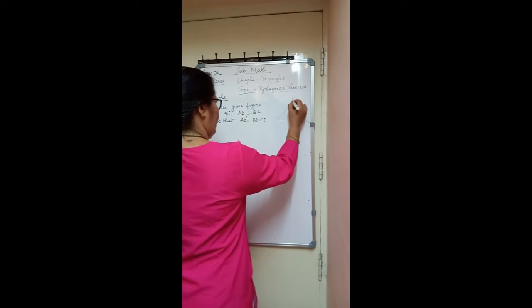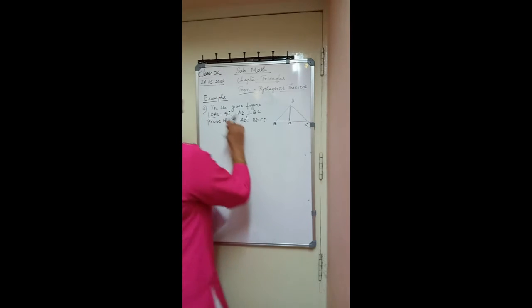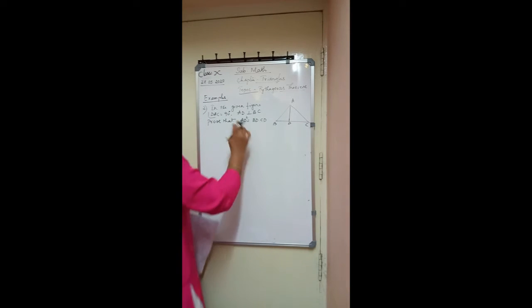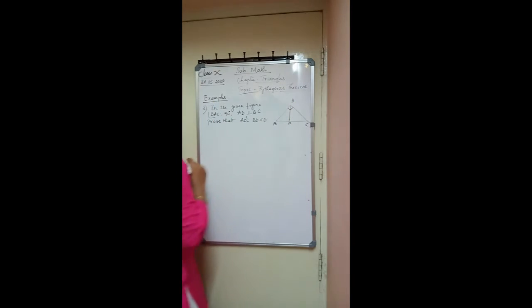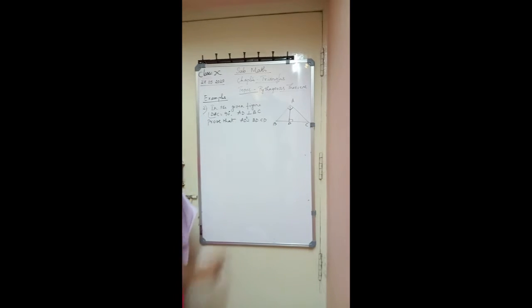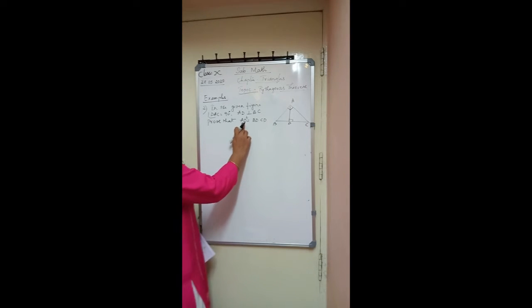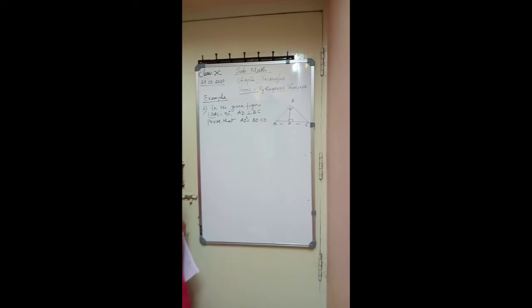So A, B, D, C. In the figure it is given that BAC, this angle, is 90 degrees. AD perpendicular to BC, so this is also 90. You have to prove AD square equals BD into CD.